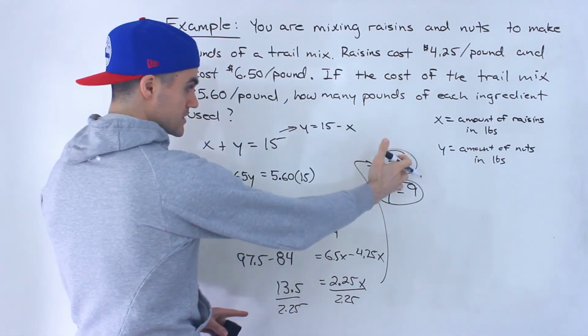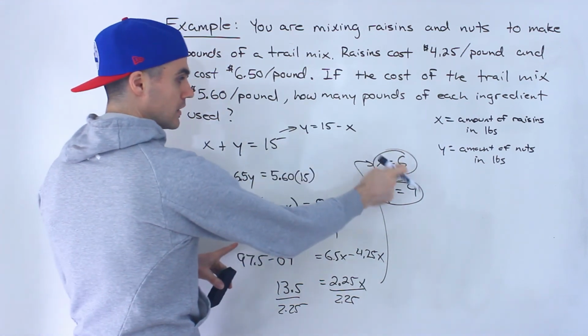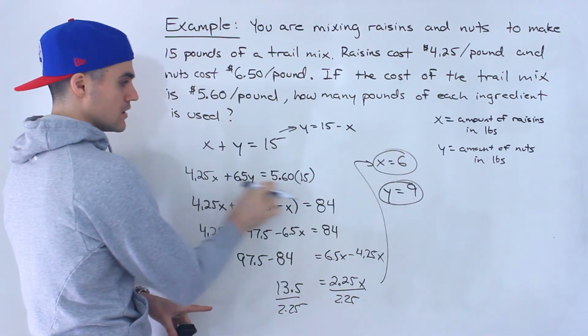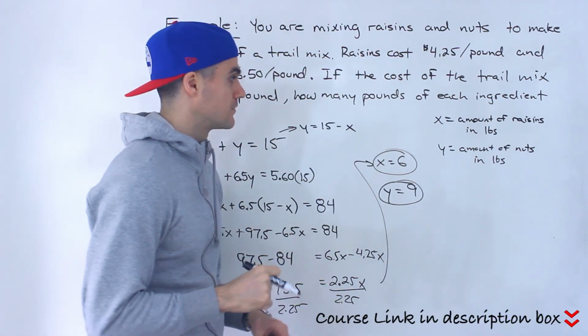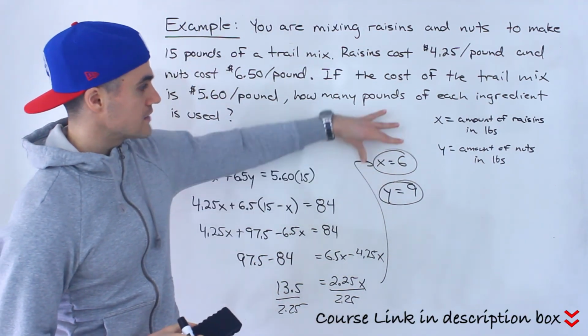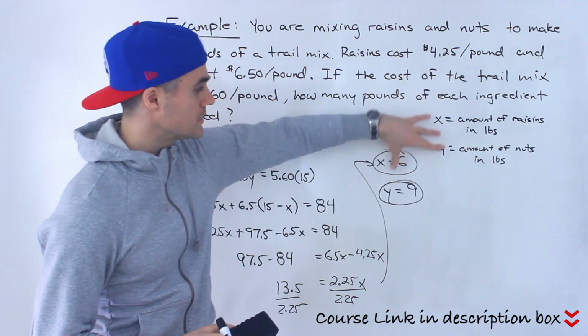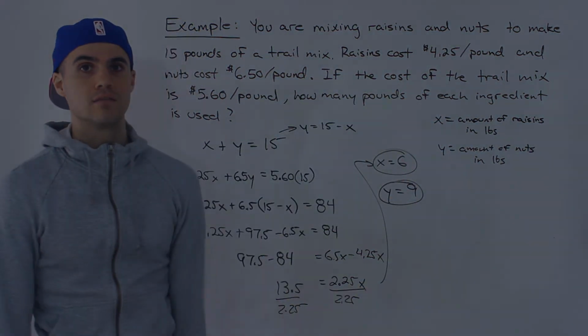And then you could check these. Notice 6 plus 9 does give us 15. And then if you plug in these two values here, you should get that value of 84. So you could always go and check your answer. All right, so that's the final answer. 6 pounds of raisins in the trail mix, 9 pounds of nuts in the trail mix.